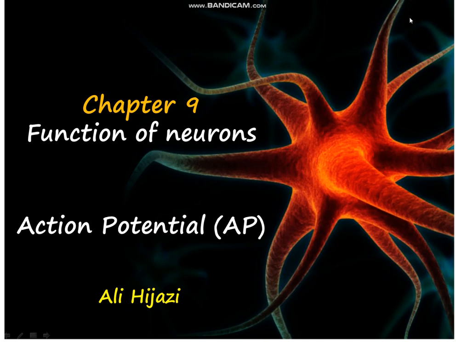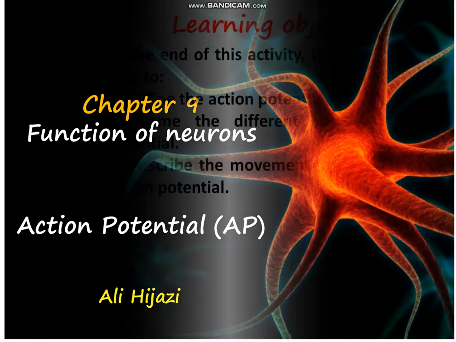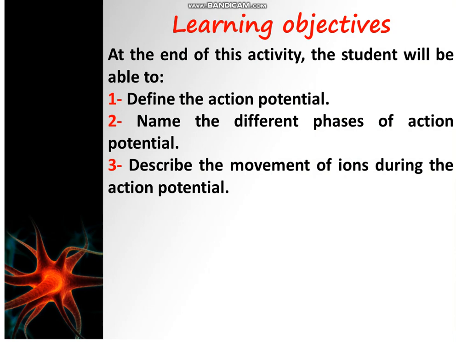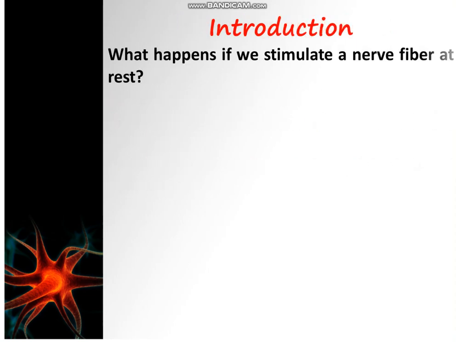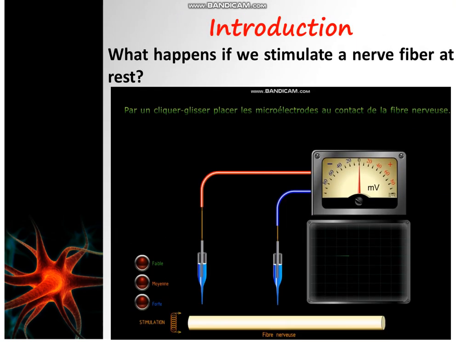This is another video of chapter 9, and at the end of it, the student will be able to define the action potential, name the different phases of action potential, and finally describe the movement of ions during the action potential. First, let's discover what happens if we stimulate a nerve fiber at rest with two different intensities of electric stimulation.